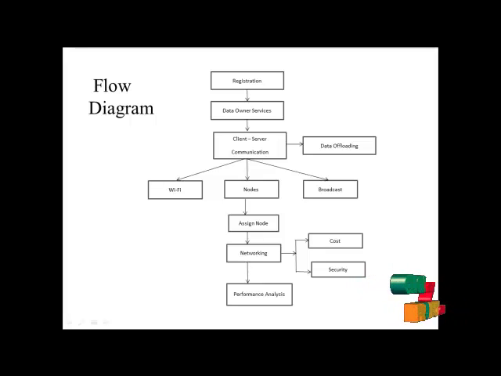Then the process comes to client server communication. The client sends a request to the server and the server sends a response to the client. Here the client server communication is based on certain processing nodes. Then comes data offloading. Data offloading means Wi-Fi offloading. It is allocated across certain components such as Wi-Fi, nodes, broadcast, cellular networks and femtocells.